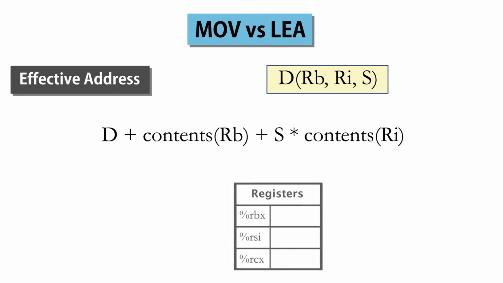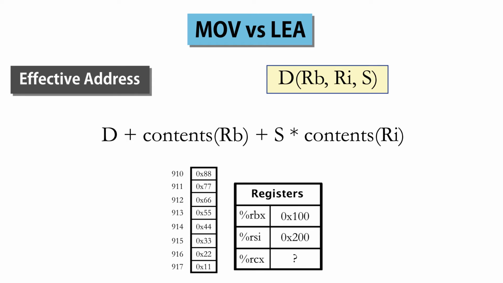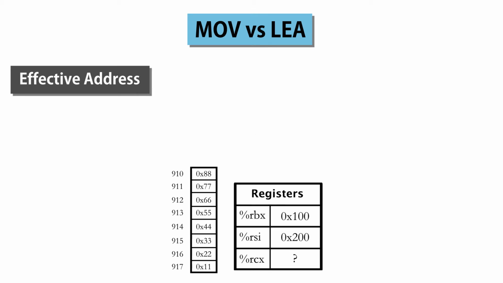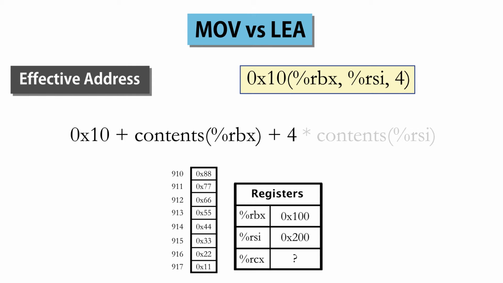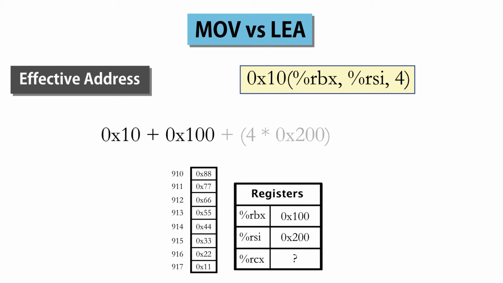For example, suppose that RBX contains hex value 100 and RSI contains hex value 200. And let's assume that the contents of memory locations 9, 10, and the next 7 addresses in memory are as shown here. You'll see why that's relevant in a moment. Now, consider the effective address expression shown here. By our evaluation rule, this is equal to 10 plus the contents of RBX plus 4 times the contents of RSI, which is 10 plus 100 plus 4 times 200, which equals 910. This is the effective address denoted by the expression.